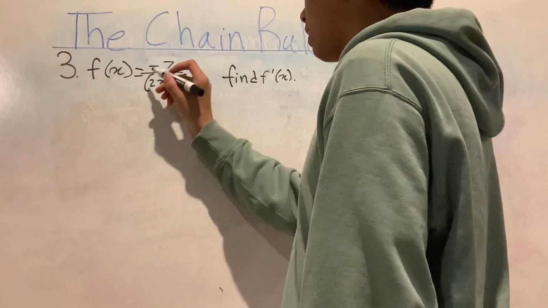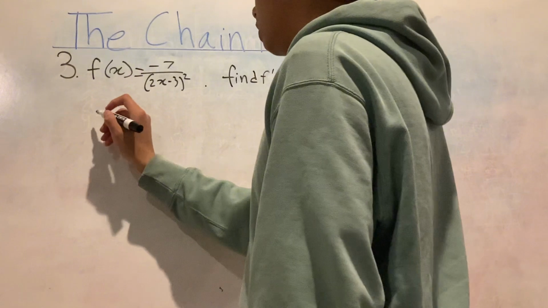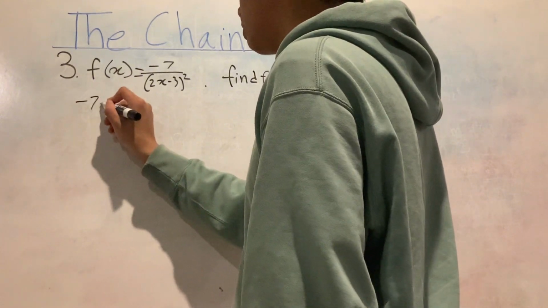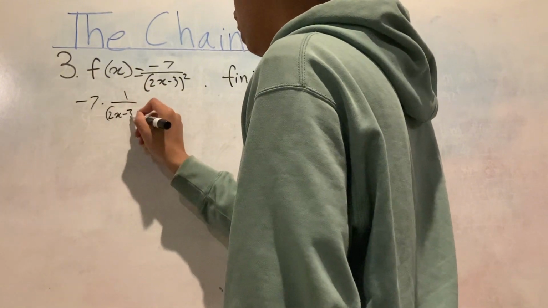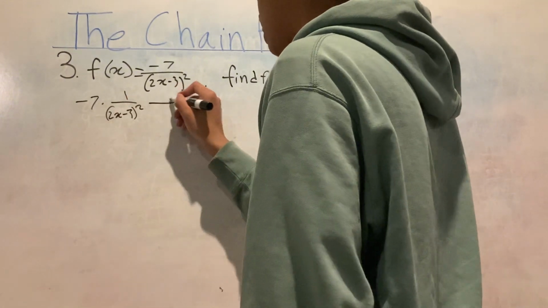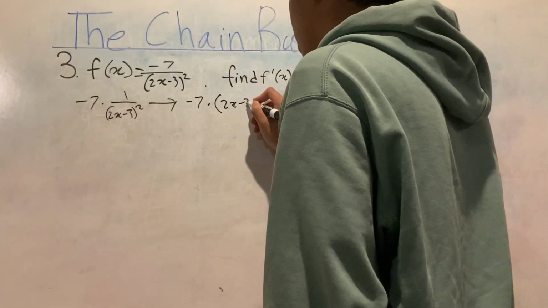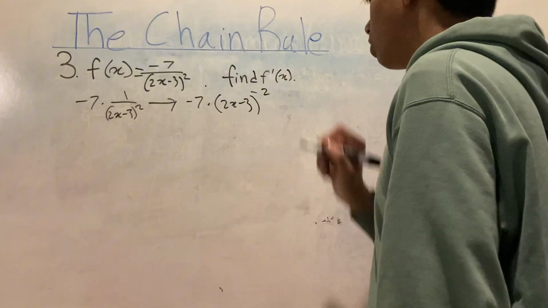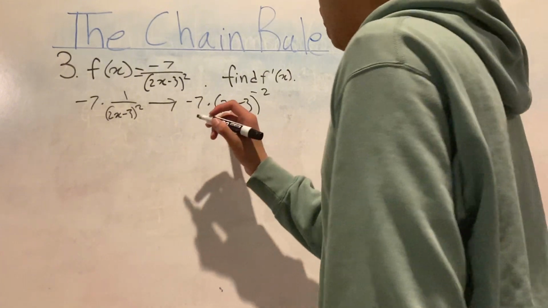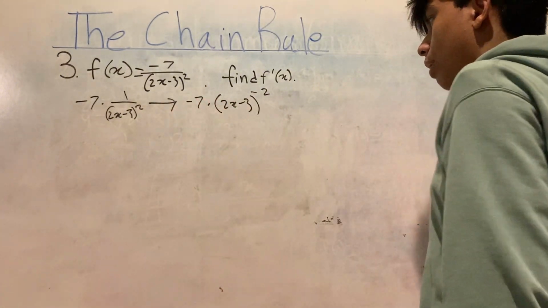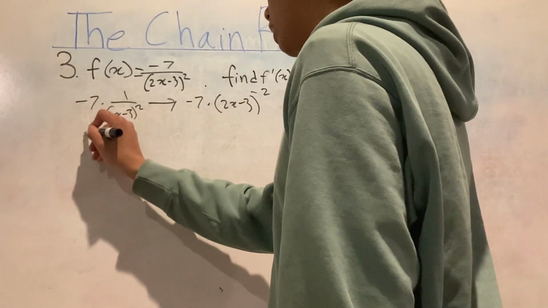So you know that -7 is multiplied by this whole thing, because you can split this into -7 times 1 over 2x minus 3 squared. And this just turns out to be -7 times 2x minus 3 to the power -2, because it's in the denominator, so -2. And now we can just ignore the -7 for now and just work with 2x minus 3 to the -2. So let's just set our inner and outer function.